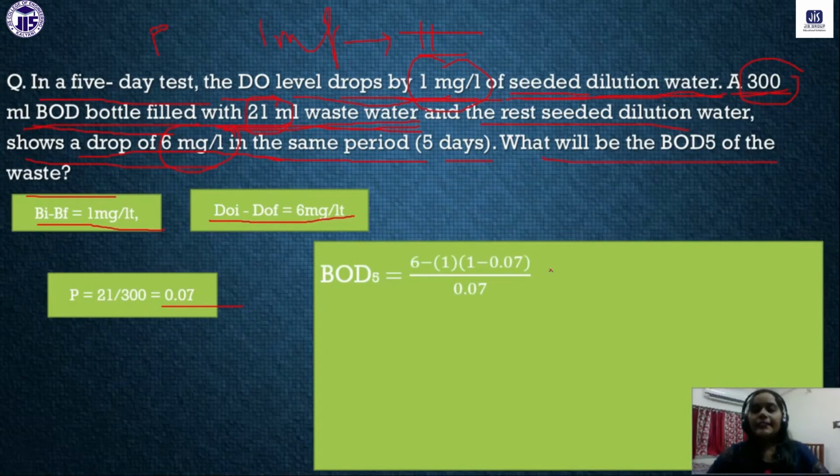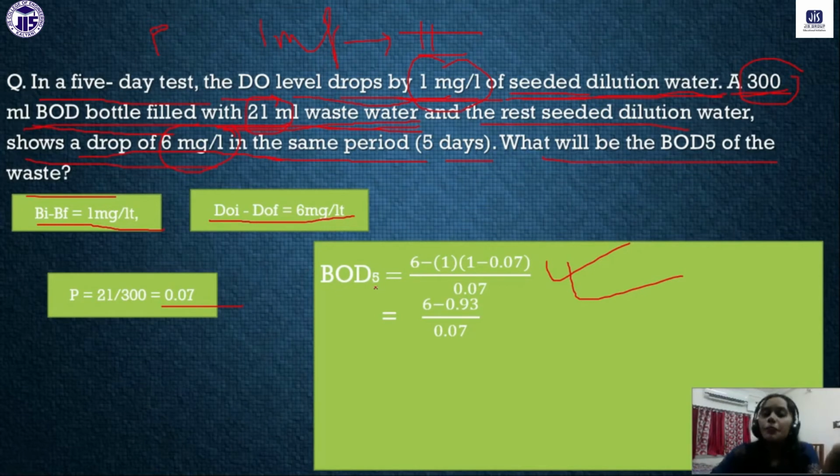Now exactly, this is the modified test. So we have to use, now this is clear that we have to use the equation of the modified BOD test. As it is given that the diluted water bottle 2 is there and also bottle 1 is there, so that is why we have to use the modified BOD test equation, right? So 6 minus 1 into 1 minus p, and p value is 0.07, divided by p. So this is the total solution.